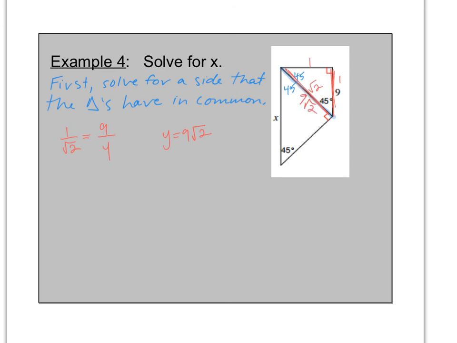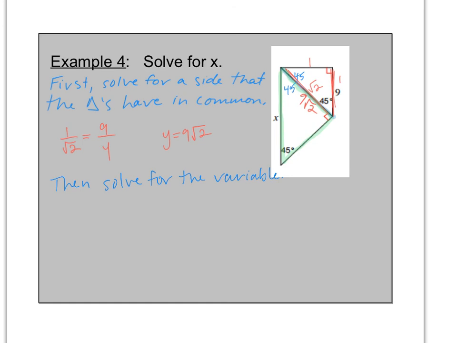Now I'm going to use the second triangle. Let me outline that in green. So I'm going to use this triangle right here, which I'm outlining in green, and I'm going to use the 9 root 2 to try to find x. So the second thing that I want you to do, and go ahead and jot this down too, is then solve for the variable. And in this case, our variable is x. So I'm going to use the 9 root 2 side.